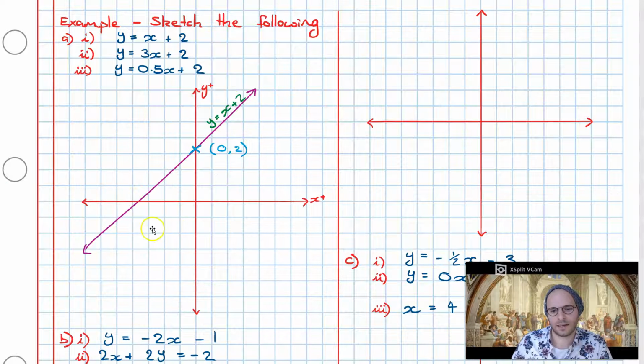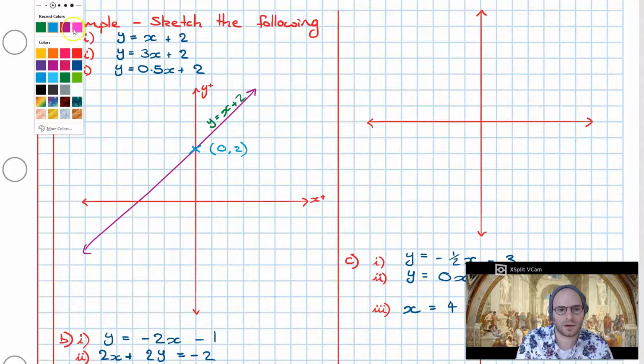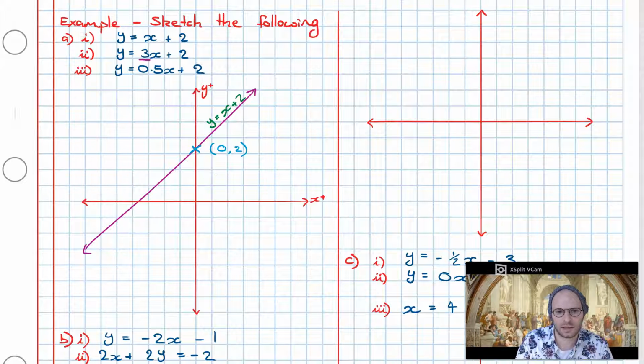Notice how fast and easy it was. I didn't have to do a single calculation, but what we're able to infer is the general trend of what this line represents. Now let's go down to the next one, y equals 3x plus 2. What you can see once again is that we're looking at the same y-intercept, so this guy over here. So we don't have to mark that out again. However, what has changed is the gradient.